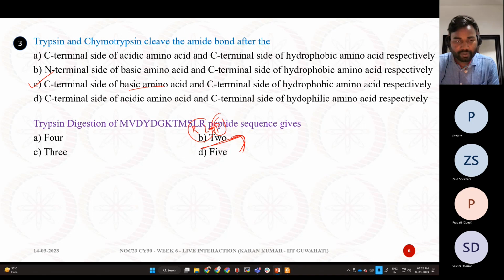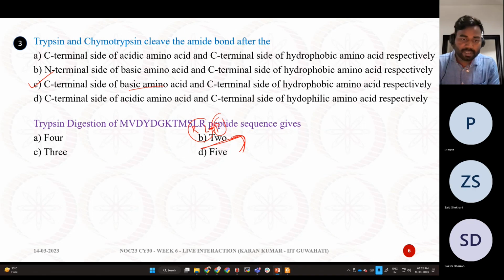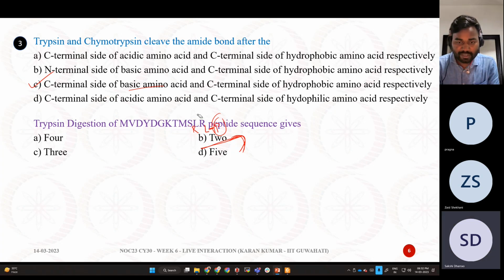So due to that, in the trypsin cleavage site, histidine does not come into play. Is it clear? Yes, sir. Because of this property only.